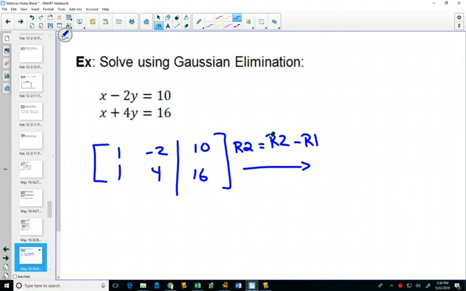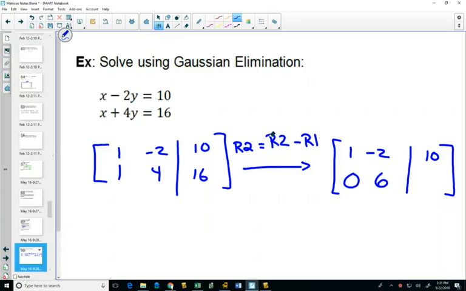So I've set up my instructions on the arrow, and then I write the new matrix after I've done the operation. So row 1 hasn't changed, so it's still 1, negative 2, and 10. But row 2 is now row 2 minus row 1. So if I take row 2, 1 minus 1, this will become 0. 4 minus a negative 2 would become 6. And 16 minus 10 would become 6 as well. This is now in row echelon form. This tells me that 6y is equal to 6.